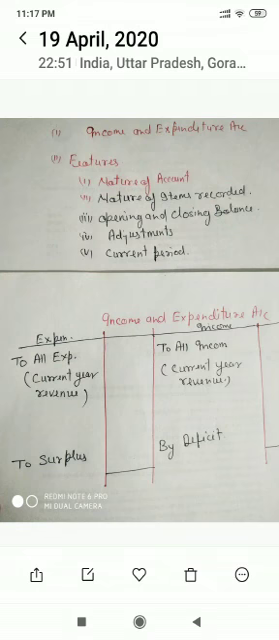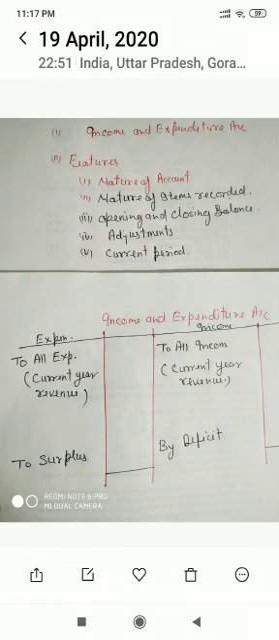After that, if the expense side is more than the income side, then a deficit will come on the income side. If the income side is more than the expense side, then a surplus will come on the expense side.